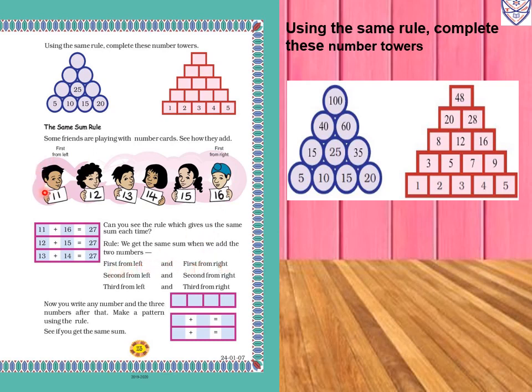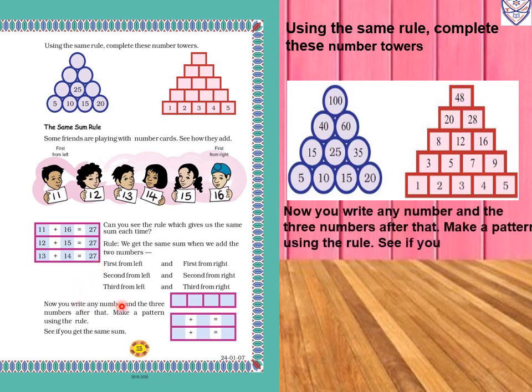So what is the number first from the left side? That is 11, and first from the right side is 16. When we add 11 plus 16, we get 27. Same way, second from left and second from right: 12 and 15. 12 plus 15 also gives 27. Then third from left and third from right: 13 and 14. 13 plus 14 also gives 27.